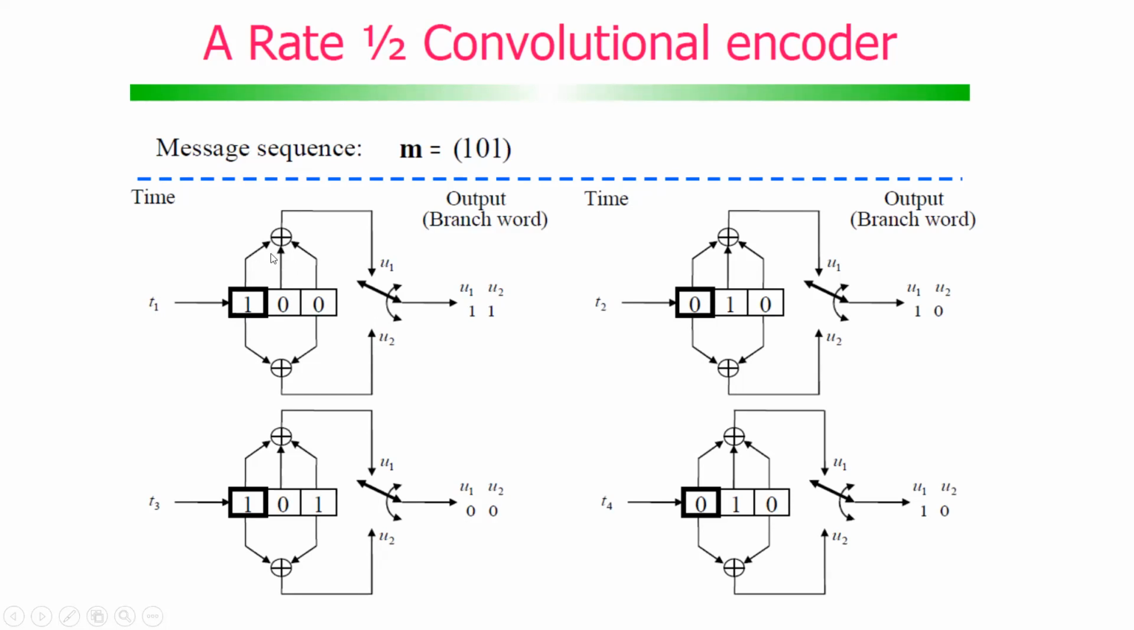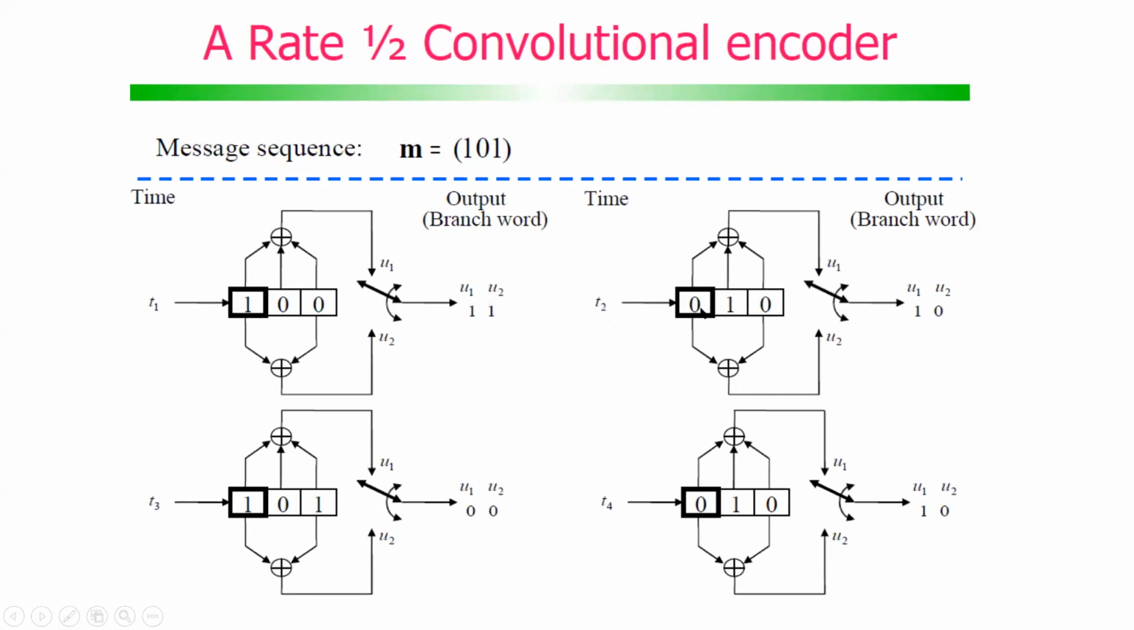So do the XORing here for U1. What is the XOR of 100? It is 1. So you will get U1 as 1. What is the XOR of 1 and this 0? It will be again 1. So the first branch word is 11, right? What is the second branch word? This is at time t1. At time t2, what happens?